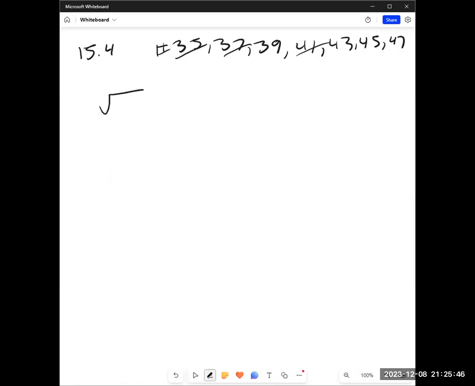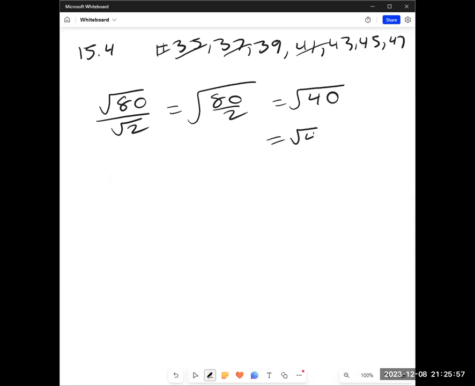Let's look now at the square root of 80 divided by the square root of 2. It is the square root of 80 over 2, which is the square root of 40, which is going to be the square root of 4 times the square root of 10, which is 2 square roots of 10.